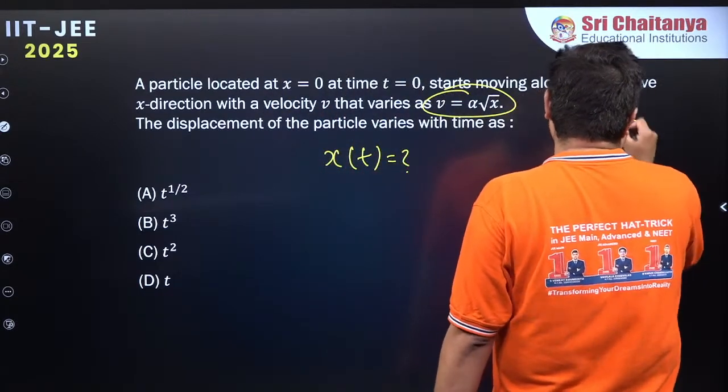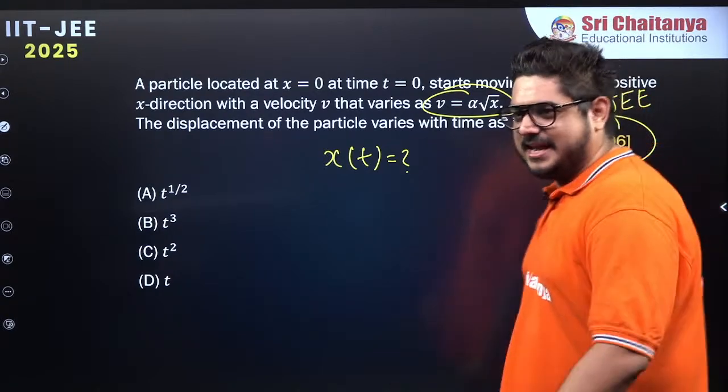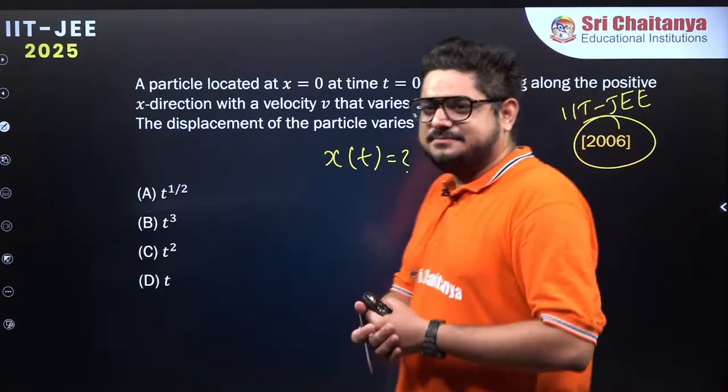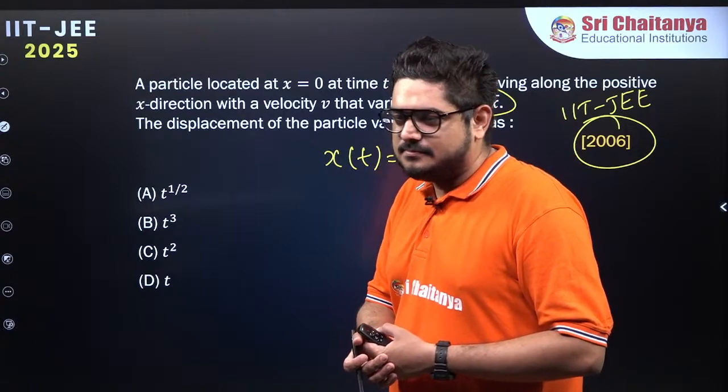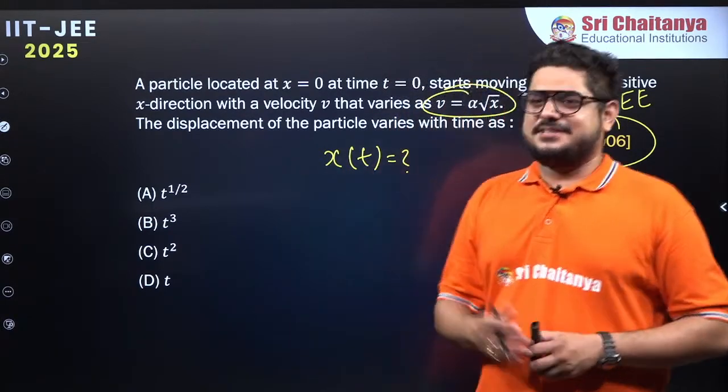IIT JEE Advanced 2006 का question है ये. How we need to solve? It's calculus based once again. So what needs to be done over here, everyone? बताइए, लिखिए. You can write down some certain things, the steps involved.